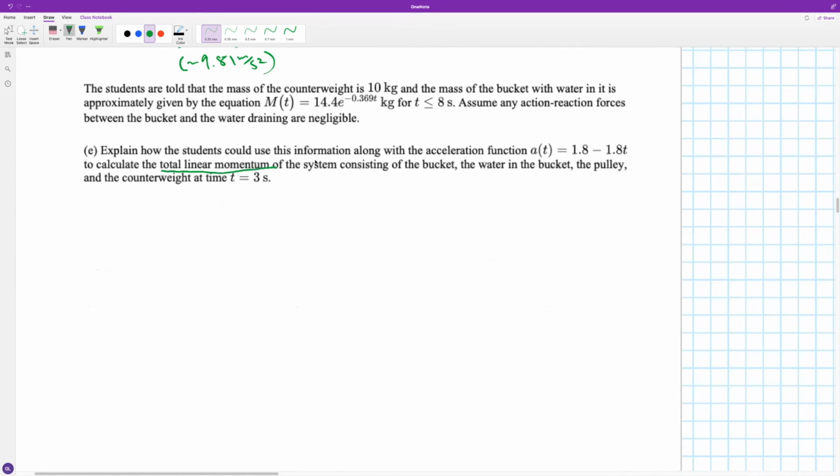So it started from rest, so we know that the initial momentum is going to be 0. So essentially, the total linear momentum at the end of the entire system, including buckets, pulleys, waters, the earth, and all that jazz, is going to be the same as the change in momentum. So we may be thinking, well, how do we find this change in momentum?